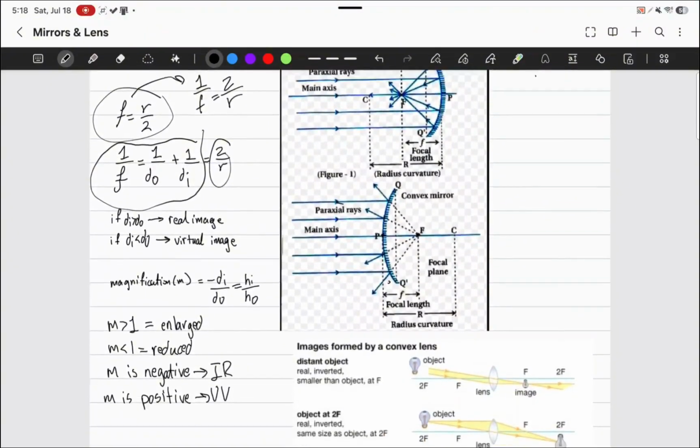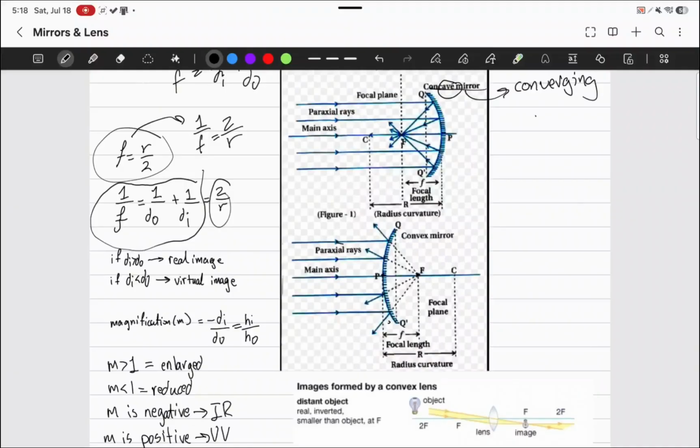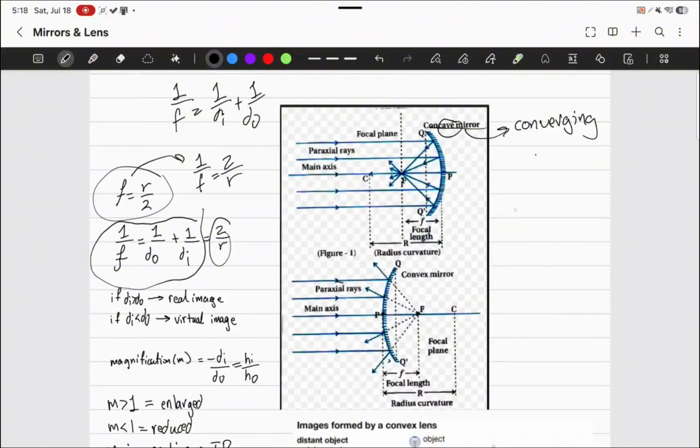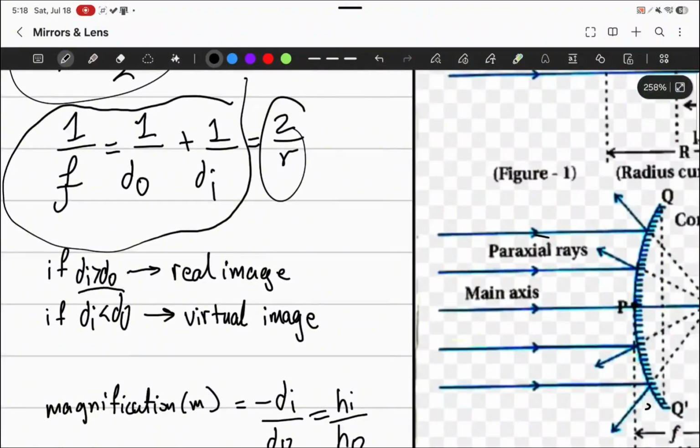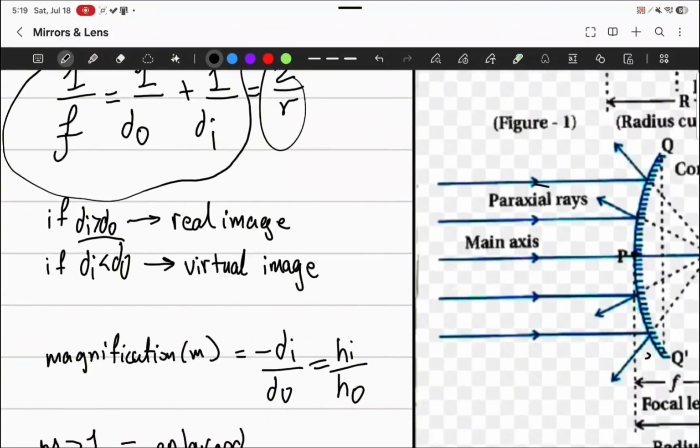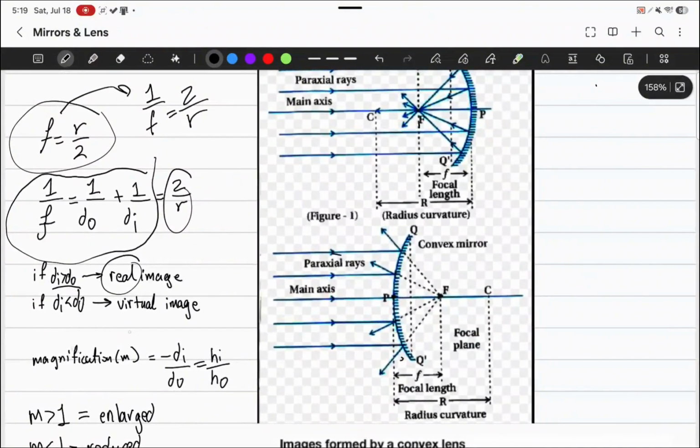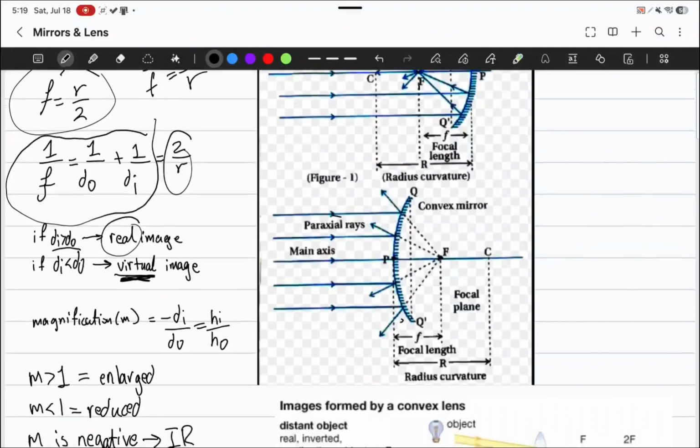Important things to know: you don't always have to draw a ray diagram to understand how the image is going to be. If di is greater than do, the distance from the image to the mirror or lens is greater than the distance from the object to the mirror or lens, that means it's a real image. If it's less than do, then that means it's a virtual image.